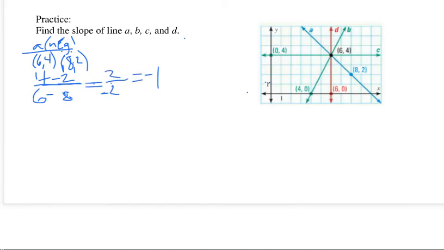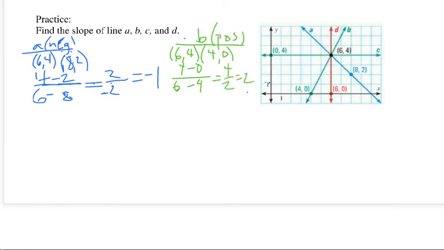So next we're going to do line B. Line B is the green one over on the far right. We can see that line B is increasing from left to right, so we are going to have a positive answer. Next we need to subtract the y's on top, so 4 minus 0, and then the bottom will be 6 minus 4, in the same order for the x's. So we will get 4 on top and 2 on the bottom, which simplifies down to a positive 2 for our slope for line B.